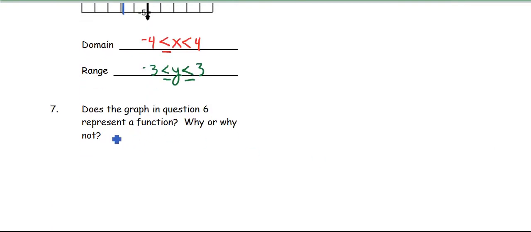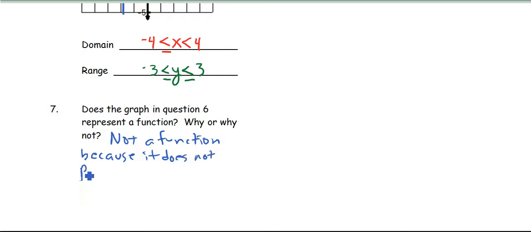So it is not a function because it does not pass the vertical line test.